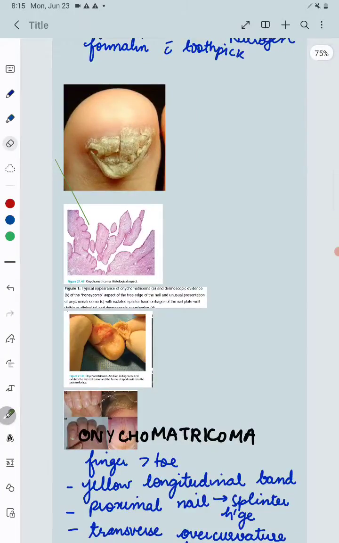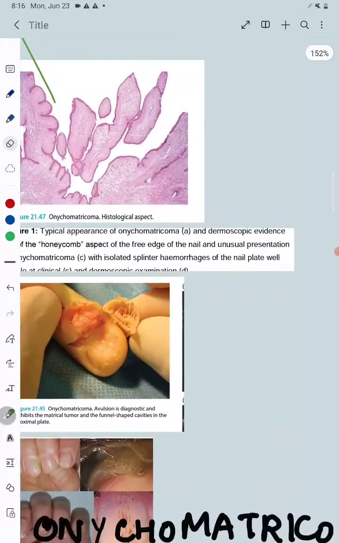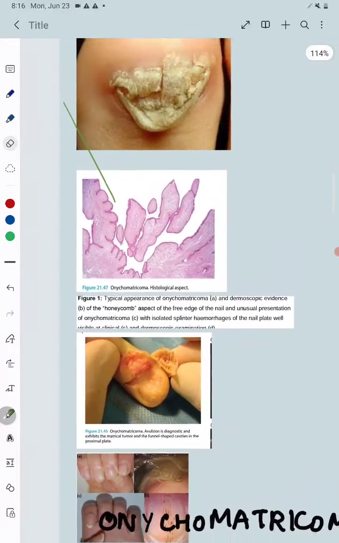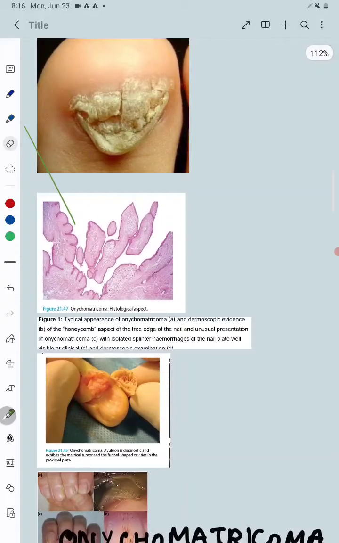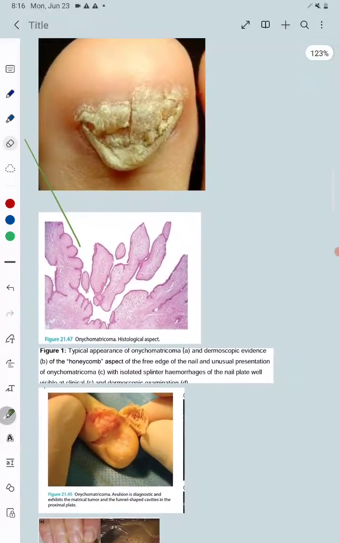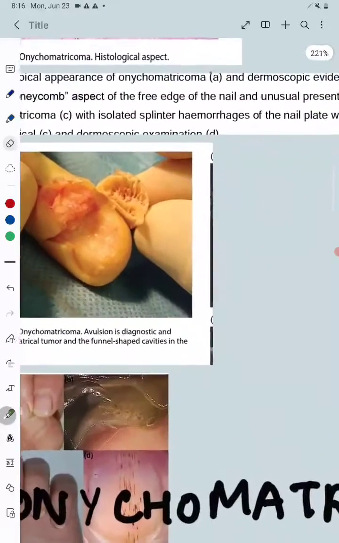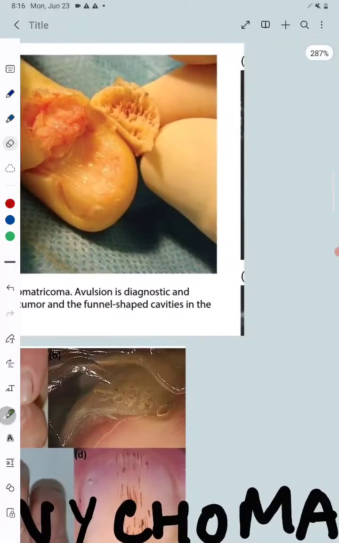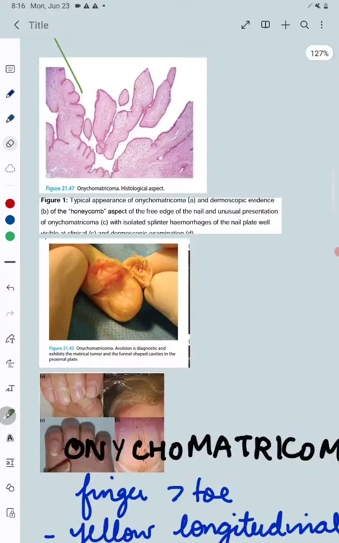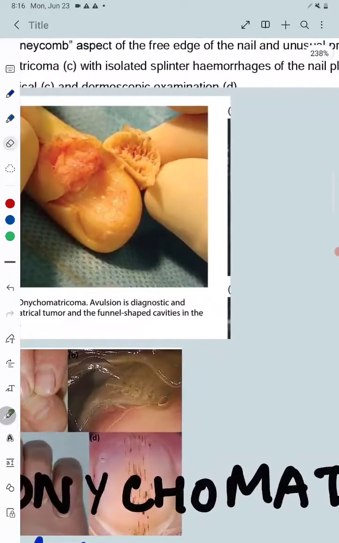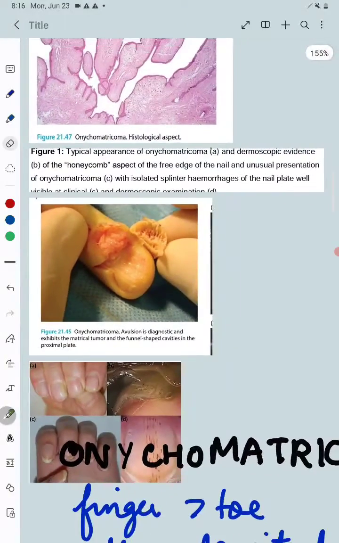Onychomatricoma is something which looks like this. Onychomatricoma, you have to avulse the nail and then you can see a matricial tumor with funnel shaped cavities on the proximal nail plate. On HPE, you will be able to see something like this, and on dermoscopy you see honeycombing appearance on the free edge of the nail like this.